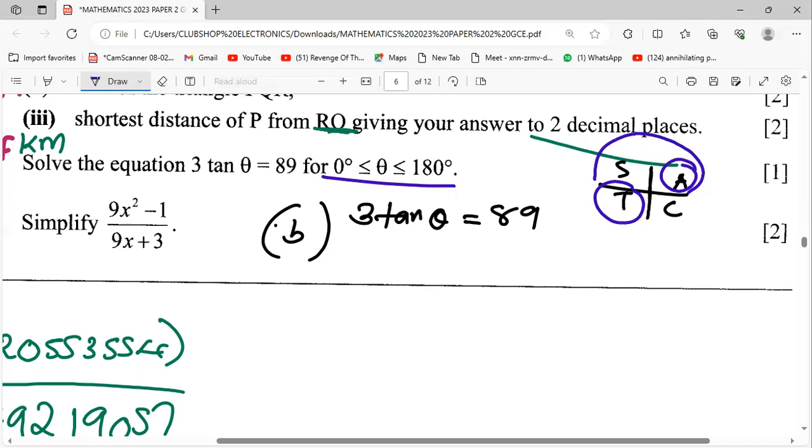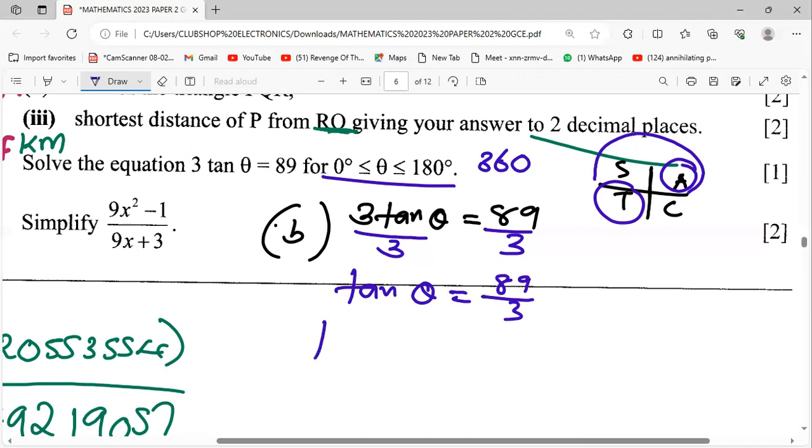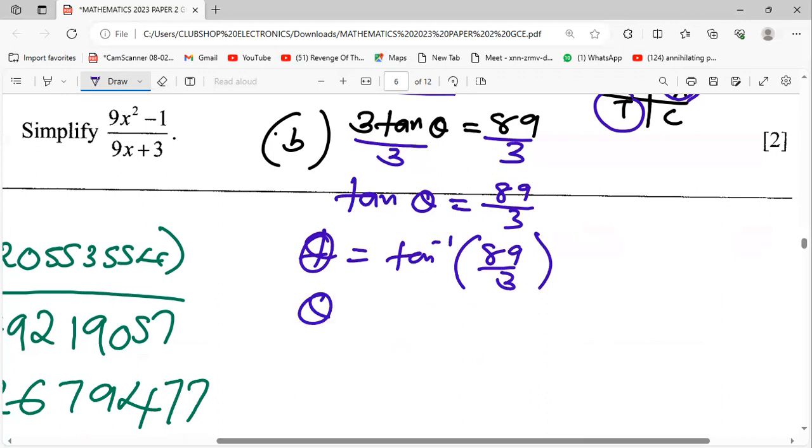But if the range had gone up to 360, we would have first maybe found alpha. Okay? So in this case, I'll go straight and find the tan. Tan theta, I'll not even find alpha, because alpha is the first quadrant angle. And since this is positive in the first quadrant, so tan will be alpha. So like this. So theta will be tan inverse of 89 divided by 3. So you find theta on your calculator.